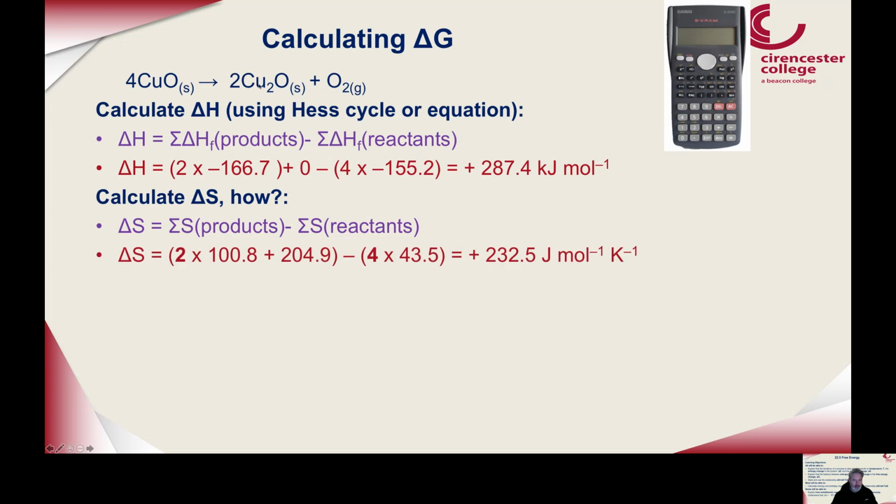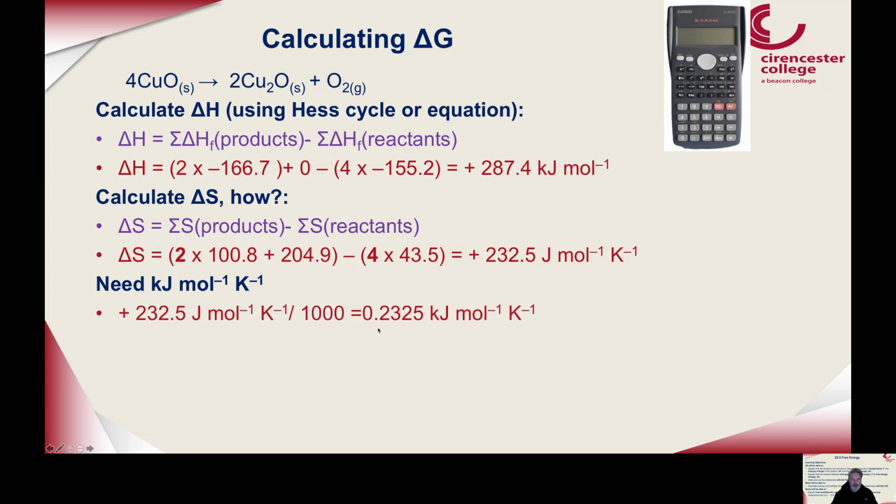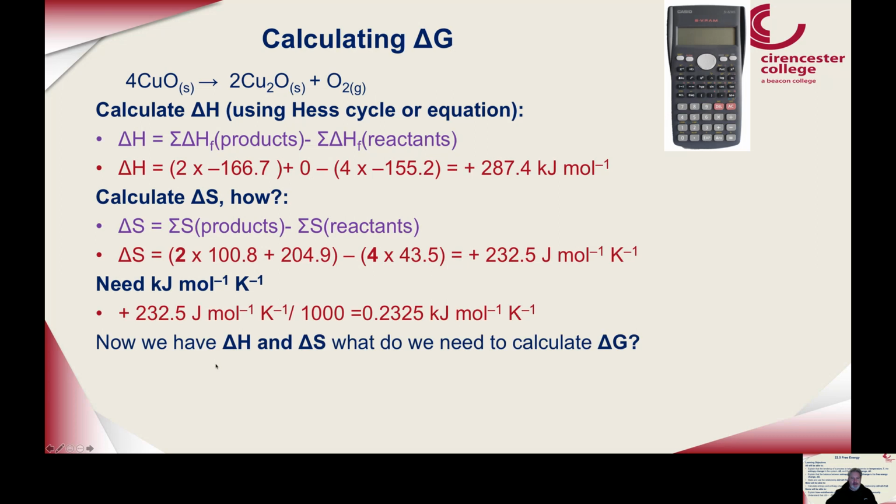So apparently the values for this are 100.8, so 2 times that. Oxygen is 204.9, so that should be added together. Take away the entropy of the reactants, 4 lots of 43.5, gives us a change in entropy of the system of 232.5. Okay, so we need to get that into kilojoules per mole, so we need to divide by 1,000. That comes out as 0.2325. Now we've got delta H and delta S.